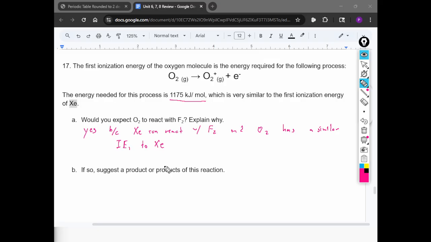What? It's not O2, it's like a heart. It's an O.